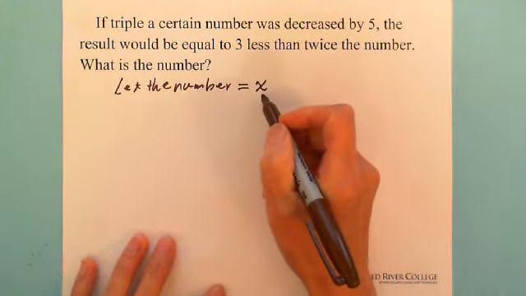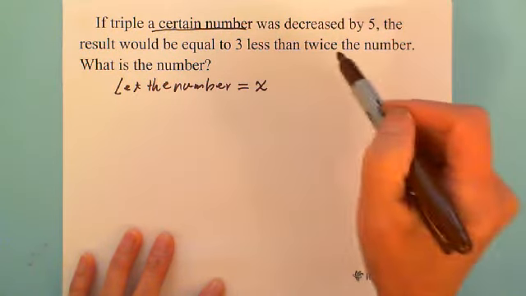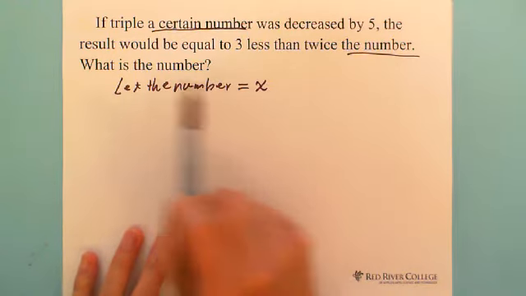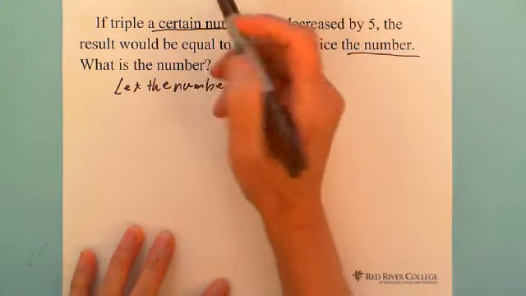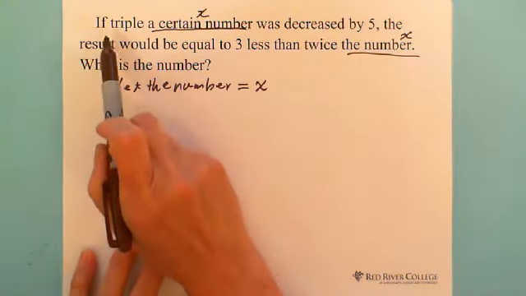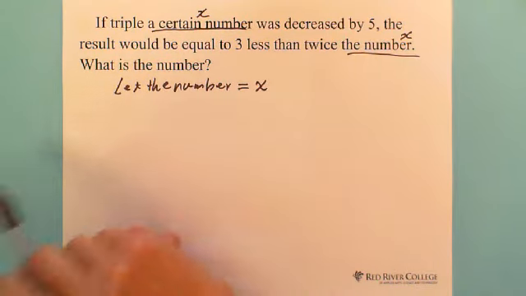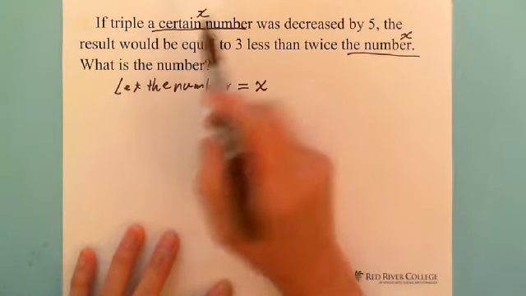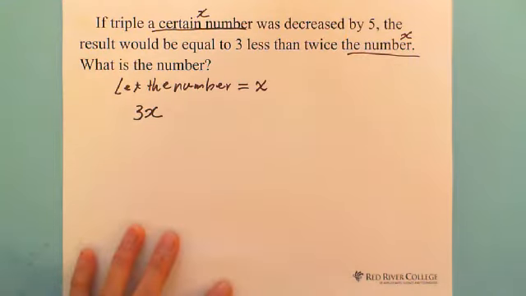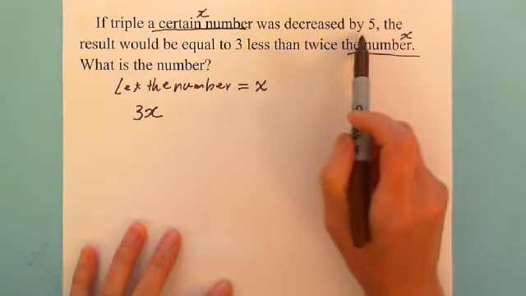Then we use the x to replace a certain number, because you already used x to represent the number. That's why when you read the question the second time, you put the x into the sentence. If triple a certain number, you say if triple x, then you write down triple x. Triple x is 3 times x. Some questions say 3 times a number, but this question says a certain number. Triple x was decreased by 5.